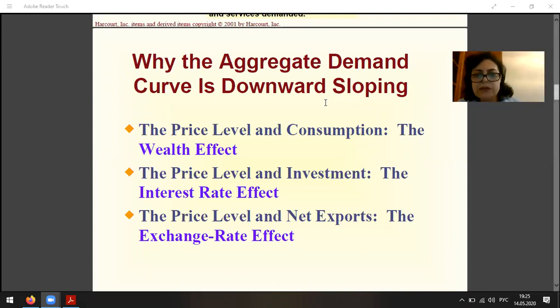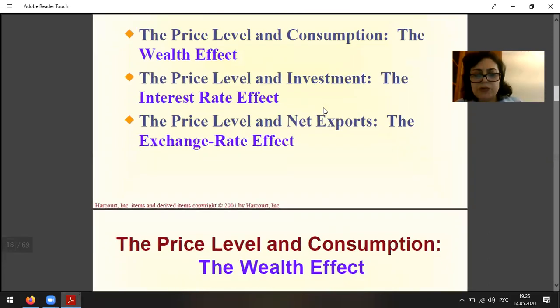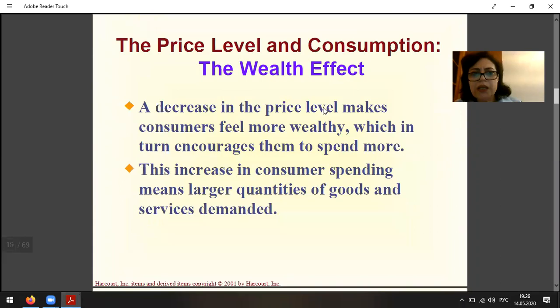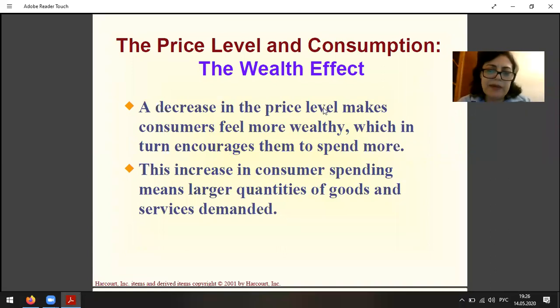Well, now I see that I have several minutes before the end of my first part of the lesson. So I offer you to analyze in more detail each effect, because all these effects may change the position of the aggregate demand curve, the shifts of aggregate demand. Okay, so the price level and consumption and the wealth effect. We have to understand the interactions of the wealth effect with the price level.